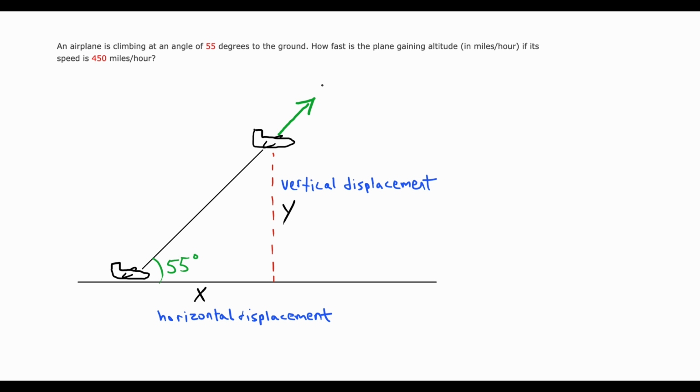The green here represents the velocity vector of the plane. It has a size of 450 miles per hour. That's the speed of it. Now they want to know how fast the plane is gaining in altitude. So you could call this gain in altitude dy over dt. That's what they're asking us for.